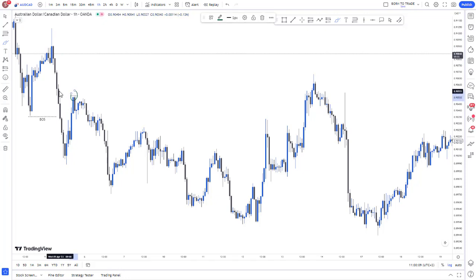The pullback mitigates some kind of wick right here, and if you go down to the lower time frame, you will see maybe we have a zone at this wick. After mitigating the wick, what we see price do is push to the downside, breaking structure to the downside.